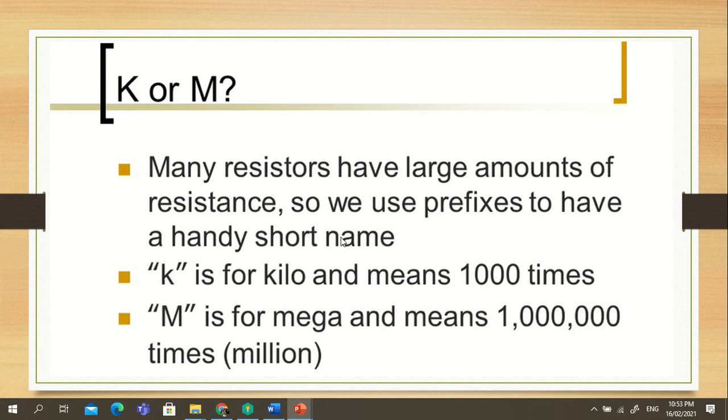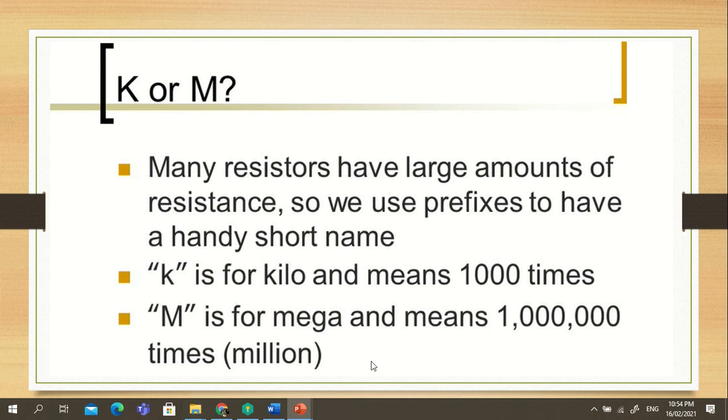Okay, so we have the symbols K and M here. K stands for 1,000, and M is for million. Many resistors have a large value of resistance, so we use prefixes like K or M as a handy short name. K is for kilo and means 1,000 times. M is for mega and means 1,000,000 times.